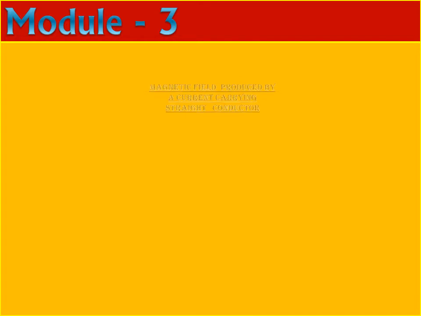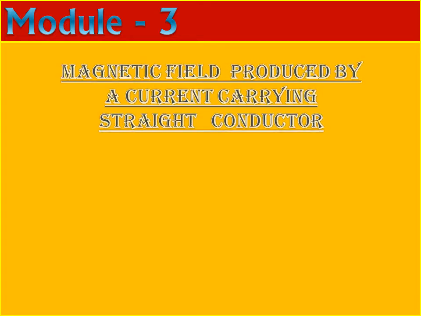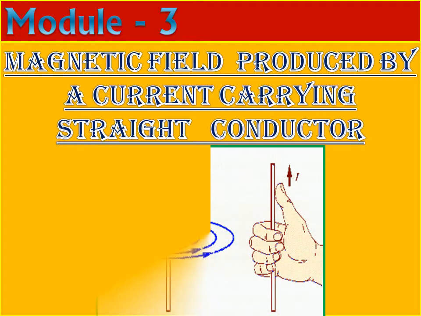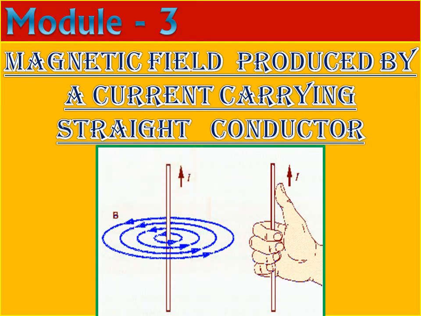Today we are going to learn about the magnetic field produced by a current carrying straight conductor. So we will learn the features of the magnetic field, how it will be, and the rule which gives the direction of magnetic field in this case. So let's start our topic.